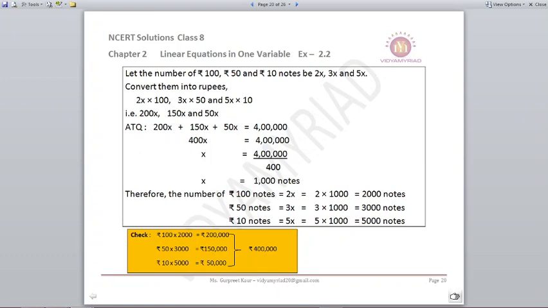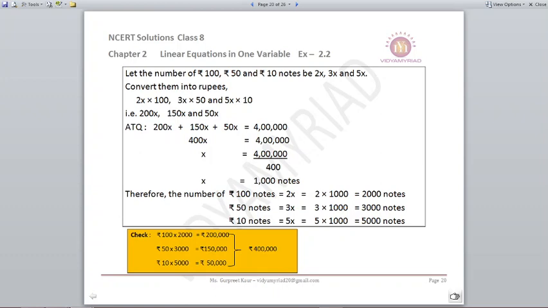So the number of 100 rupees notes will be 2x, rupees 50 notes are 3x and rupees 10 notes are 5x. So 2 into 1000, 3 into 1000 and 5 into 1000. So total notes for 100 are 2000, for 50 rupees notes are 3000 and for 10 rupees notes are 5000. We can even check this answer.